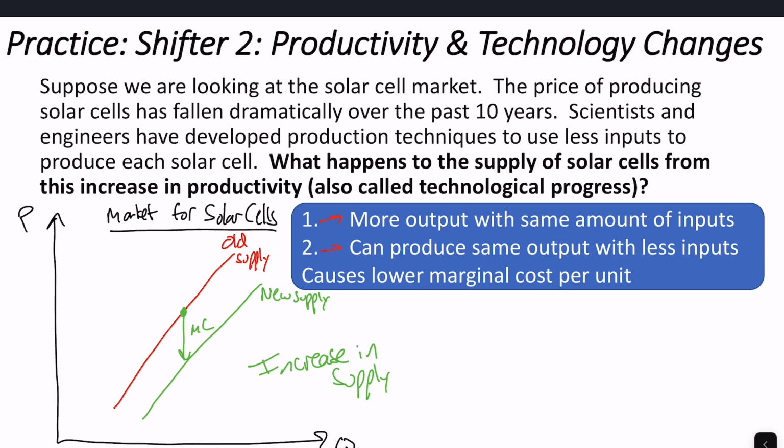And we can see this in the data for solar cells especially. Right? The market for solar cells, the prices have been coming down, because as firms get better and better and better to produce these cheaper and cheaper and cheaper, it becomes cheaper and cheaper for the consumer to buy solar cells.